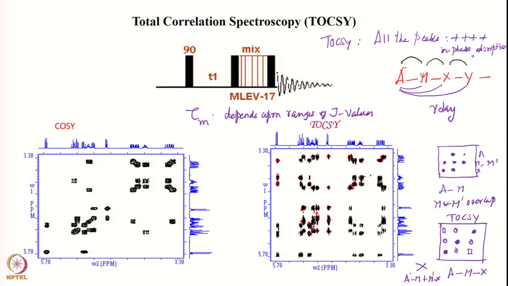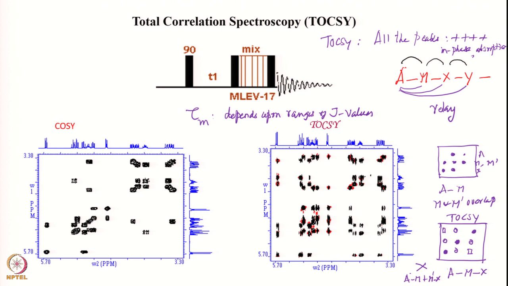So, the resolution here is much better than what you have in the COSY. Notice here, this is true for both the diagonal as well as the cross peaks, okay. Therefore, the diagonal is also pretty clear. The peaks which are very close to the diagonal can also be resolved in this TOCSY spectrum.